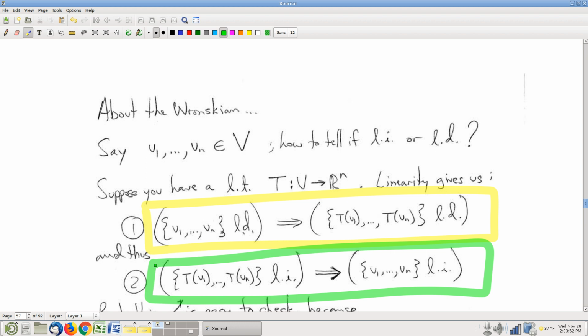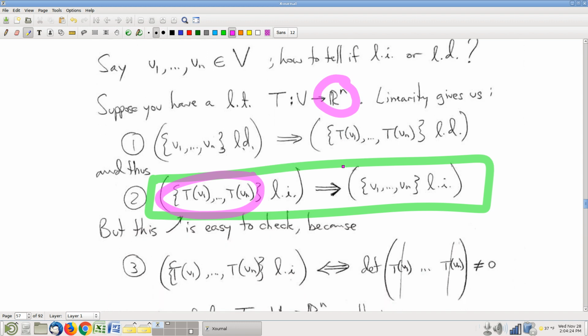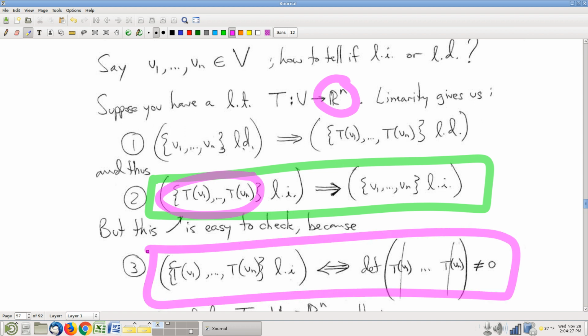Right? So the yellow statement up here is the one that's easy to prove. The green statement is the one that we're going to capitalize on. That's the one that's going to be nice to work with. And here's why. The reason we like this green statement is because these vectors here are outputs from T. They live in Rn. Good old Rn, chapter 1. And we already know if you have a list of n vectors in Rn, how do you decide if they're independent? No sweat. Make a matrix, take the determinant. Done. Right? So what we have here is a strategy.